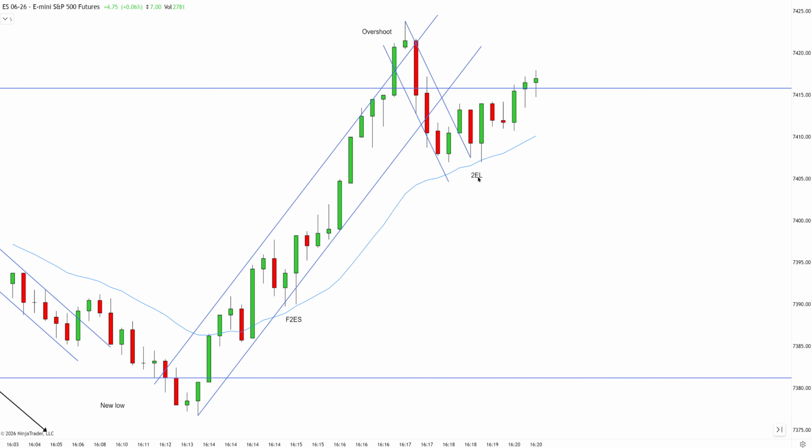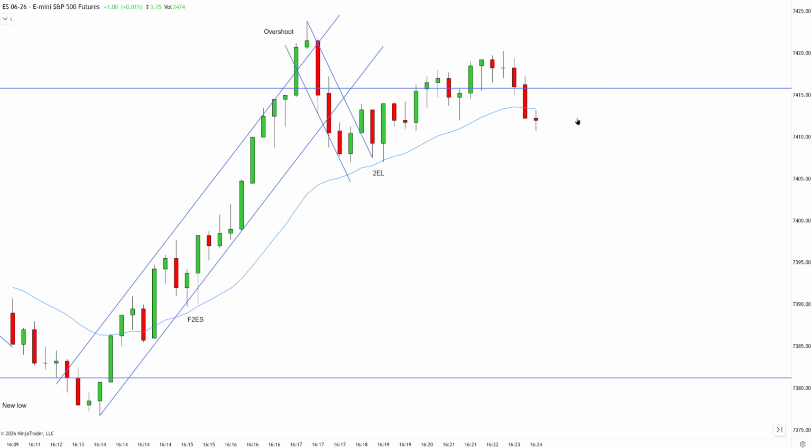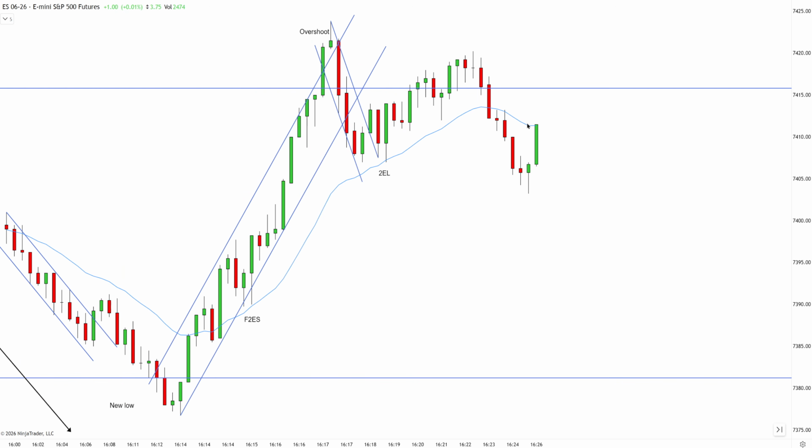It worked today, but that doesn't mean next time you're not going to get trapped simply because you had overshoot. So I'm not going to mark it. It ended up working. And notice market ended up correcting. This is typical what you expect after overshoot.